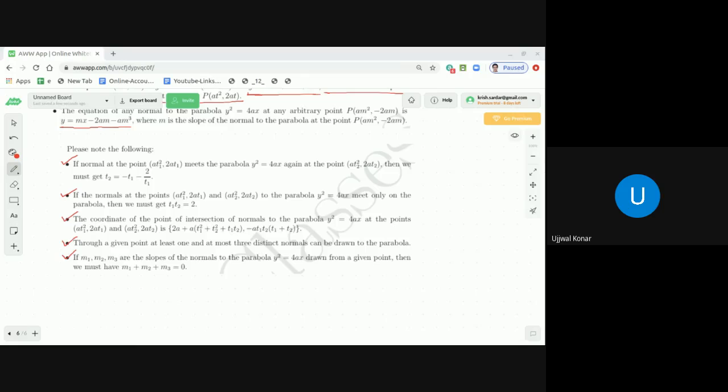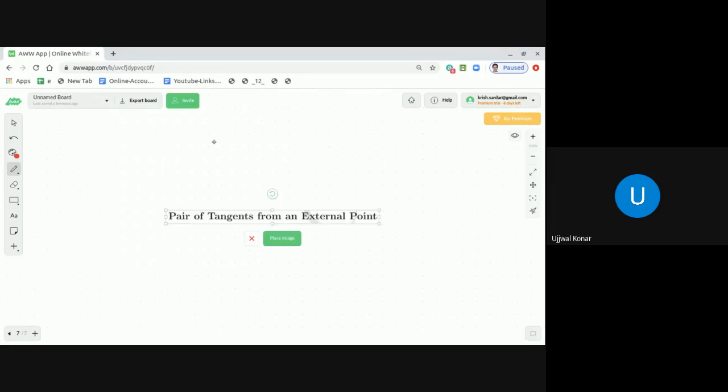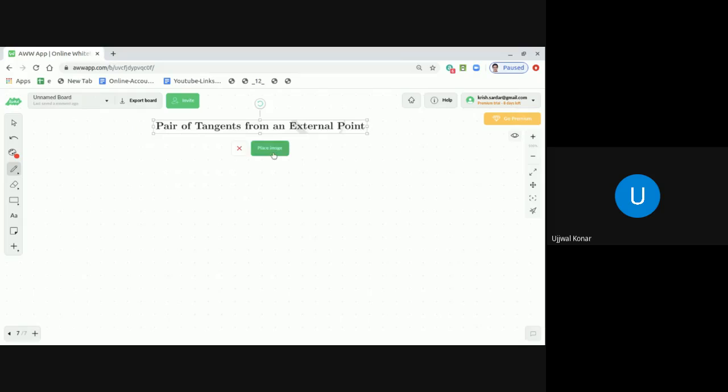Our next point of discussion, dear students, is the pair of tangents from an external point. The equation of pair of tangents drawn from an external point x1 comma y1 to the parabola y square equal to 4ax is below. Let me first show you the point notes, and after that I'll explain further.